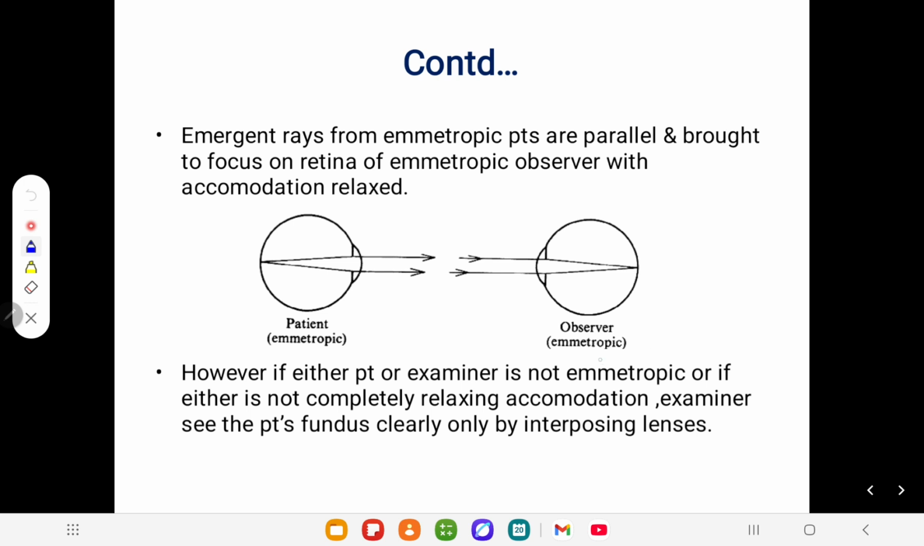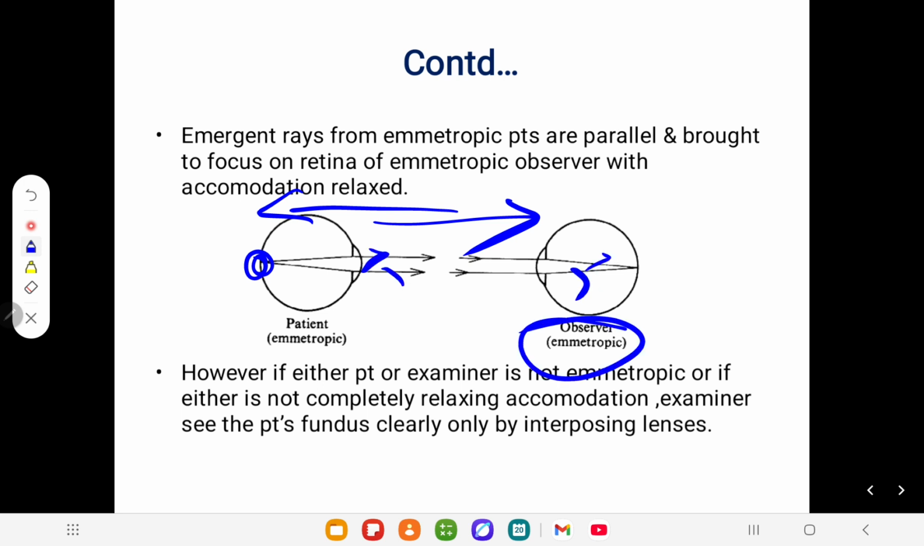So this is the concept. We throw the light to the patient, and the patient's retina serves as the object. Now light coming from the patient's retina comes to the eye of the optometrist or ophthalmologist. The emergent rays from an emmetropic patient are parallel and brought to focus, in an emmetropic observer, with the accommodation relaxed.